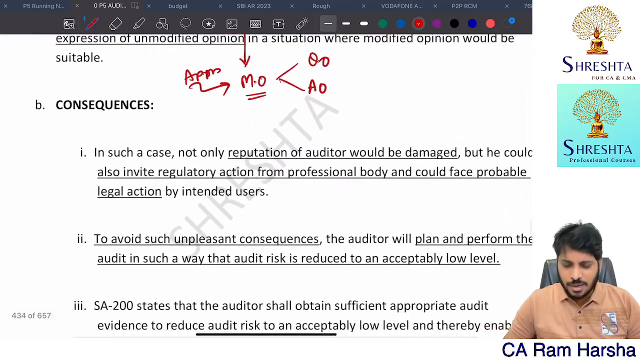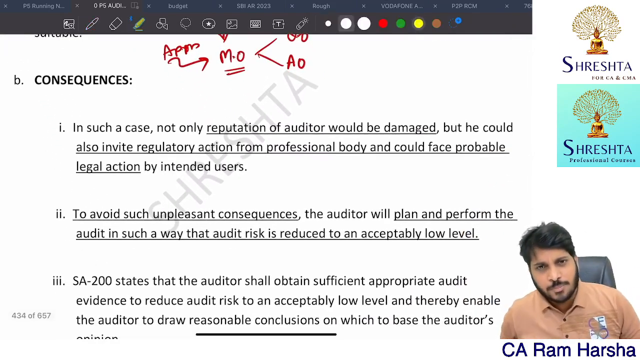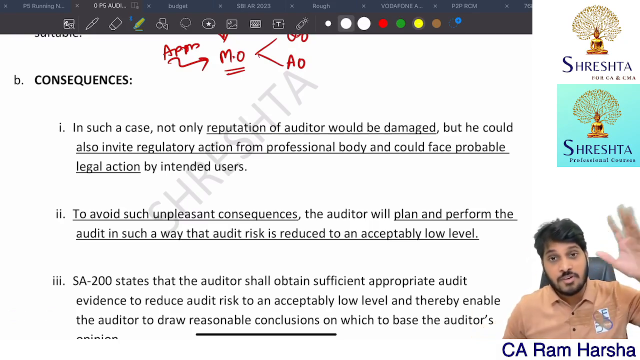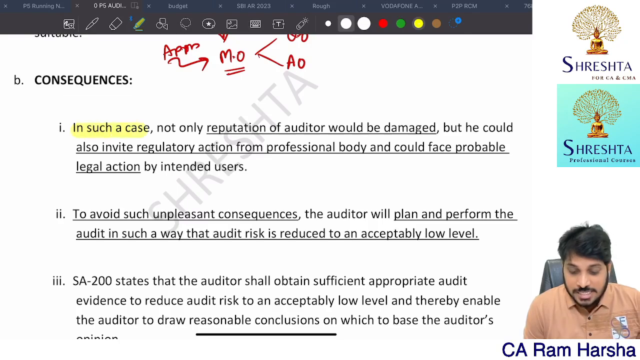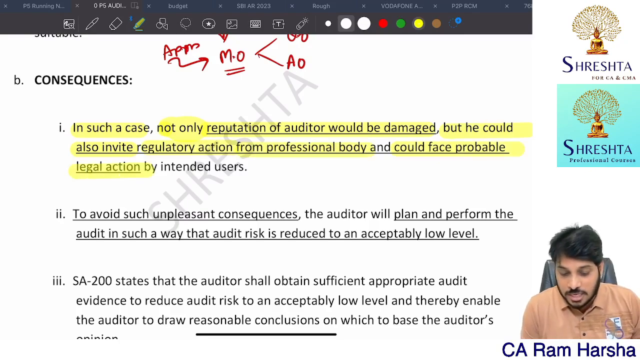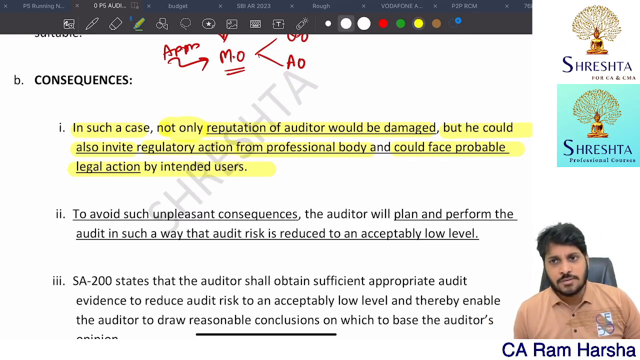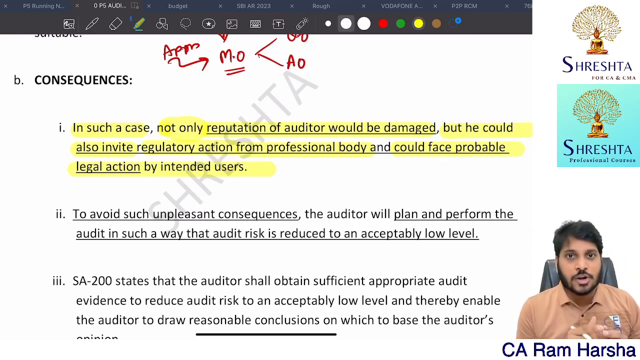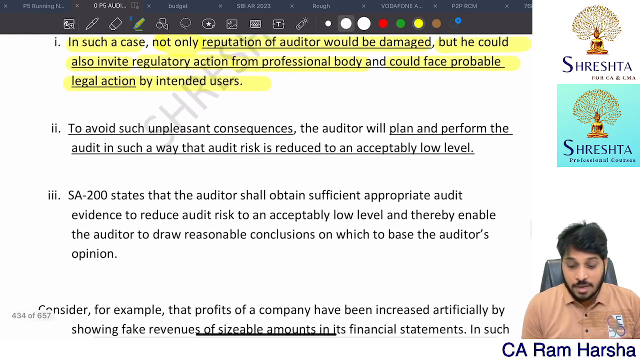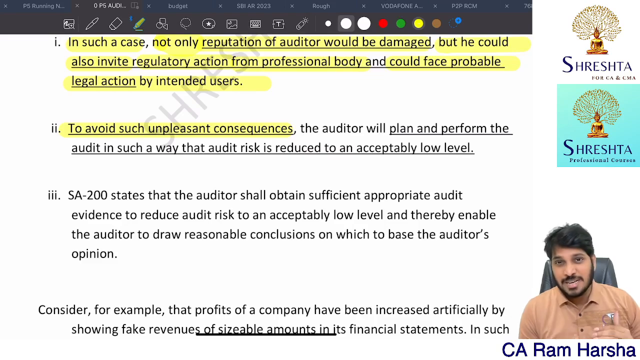What is the consequence? Tell me. What happens if the auditor gives an inappropriate opinion? Financials are materially misstated and you said everything is true and fair. In such a case, the reputation of the auditor will be damaged. Not only reputation, he could also invite regulatory action from the professional body and could face legal actions. Yes or no? When everything is wrong, you said everything is true and fair, you gave an unqualified opinion. People think that you colluded with the company and defrauded people. Yes or no?